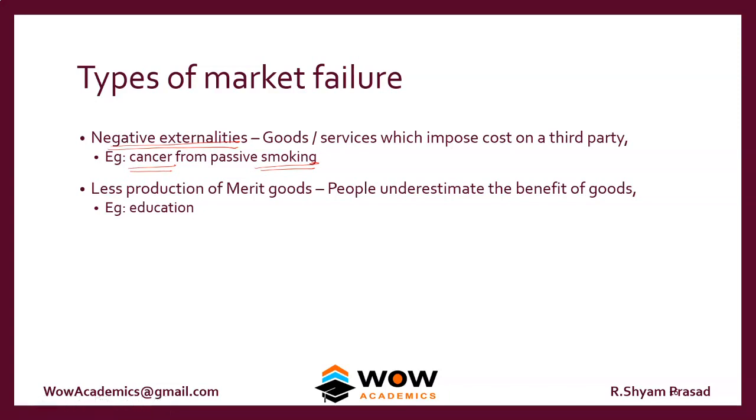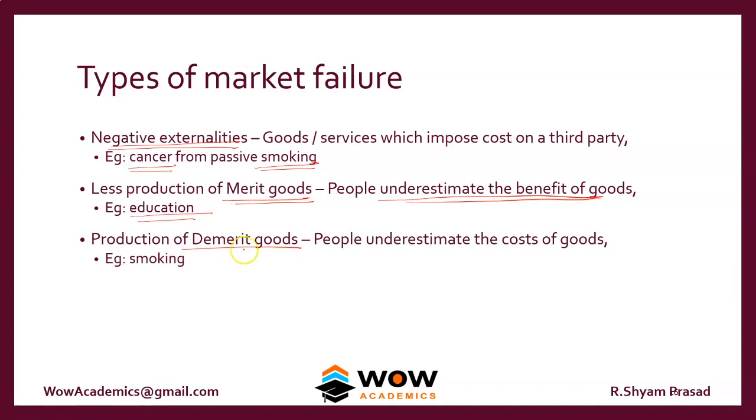Two, less production of merit goods. Merit goods are good goods. For example, people don't know the value of the good goods. So what happens is they don't buy it. And as people are not buying it, the companies won't sell it. So for example, in some countries, they feel education itself is not worth pursuing. So what companies do is take uneducated people as laborers at a lower rate rather than telling them to go and learn. So that can be a kind of problem.